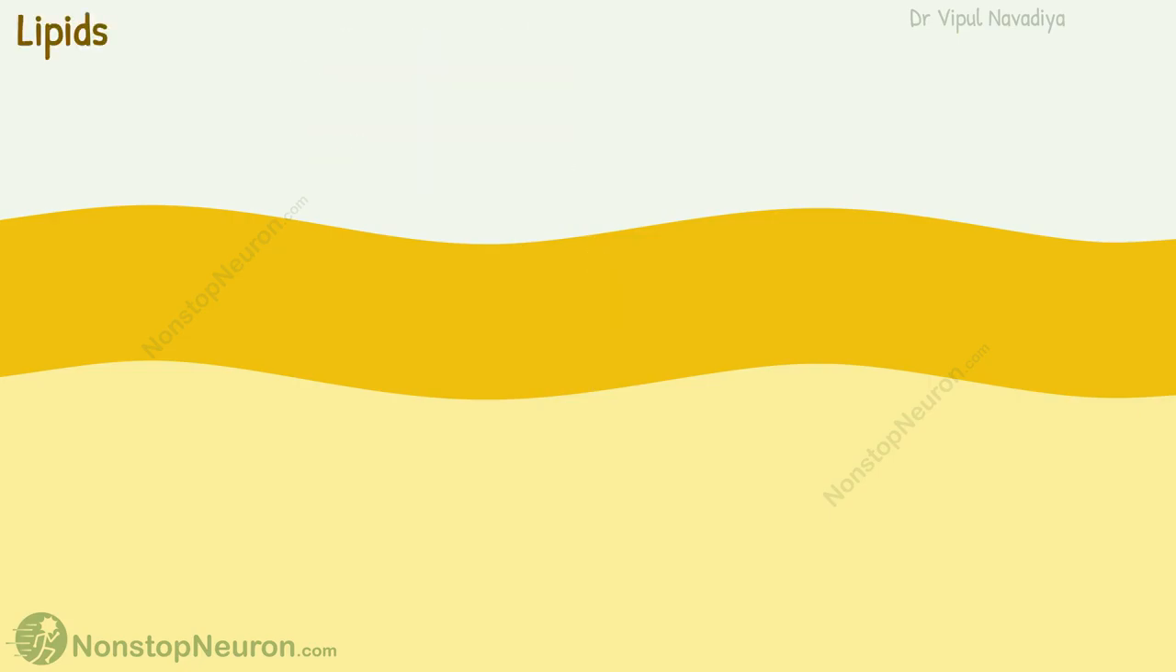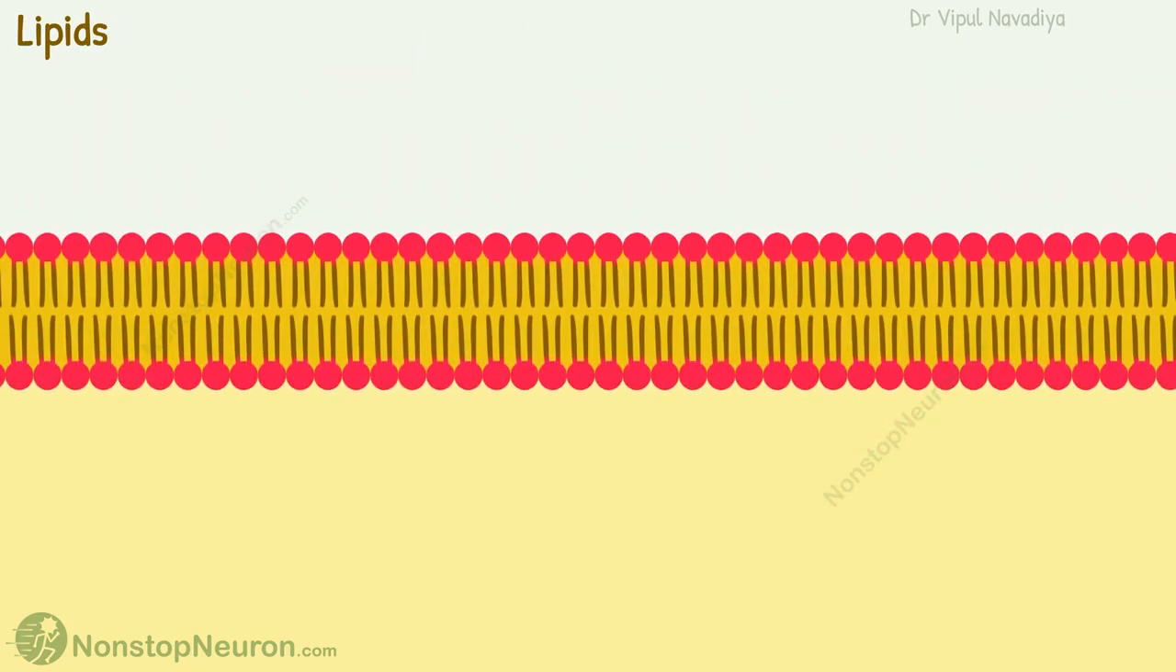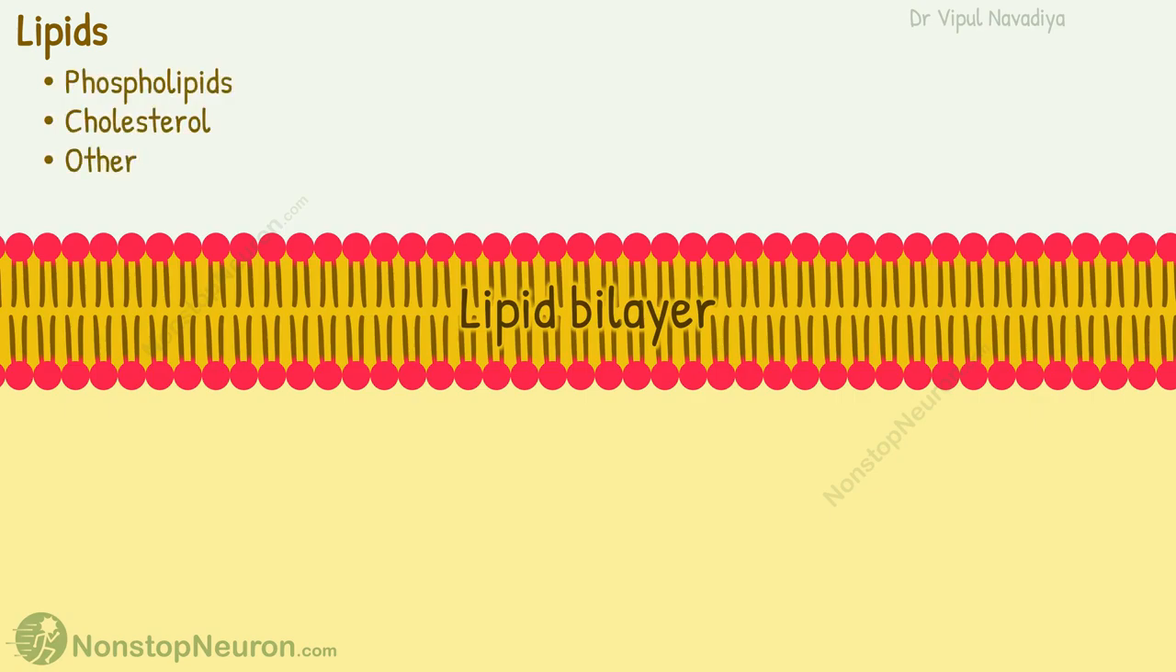First, the lipids. The lipids are arranged in two layers, like a sandwich. Thus, they make a lipid bilayer. It mainly has two types of lipids: phospholipids and cholesterol. Along with them, there are other types of lipids as well. Phospholipids are by far the most abundant among them.